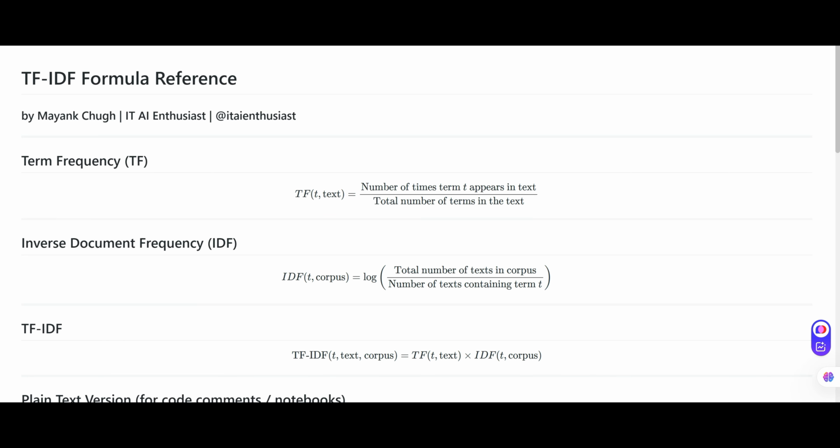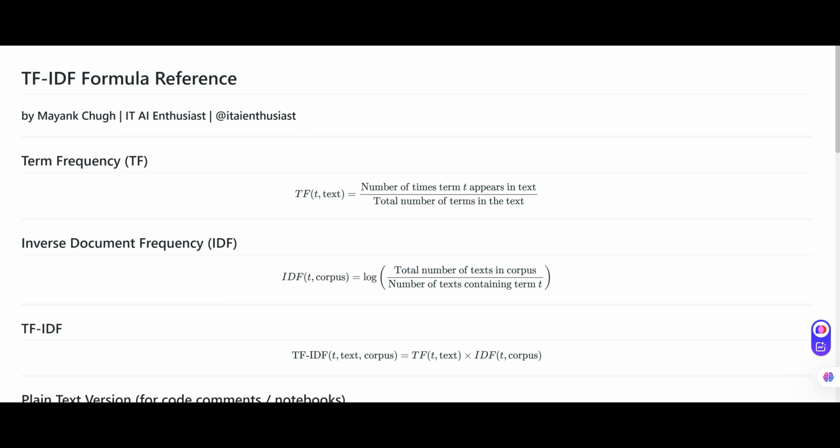First, the corpus. Whenever we fetch data from the internet, load a PDF, or collect any text, that entire collection is called the corpus. Second, the document. Each individual sentence or paragraph inside the corpus is called a document. So, corpus contains documents. Third, the vocabulary. From all those documents, we extract every unique word. That full set of unique words is called the vocabulary.